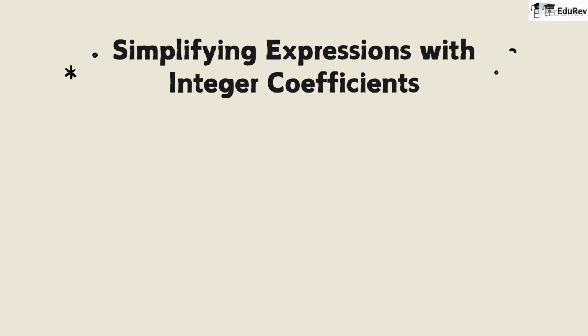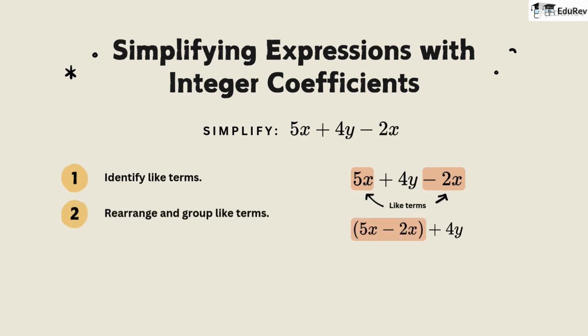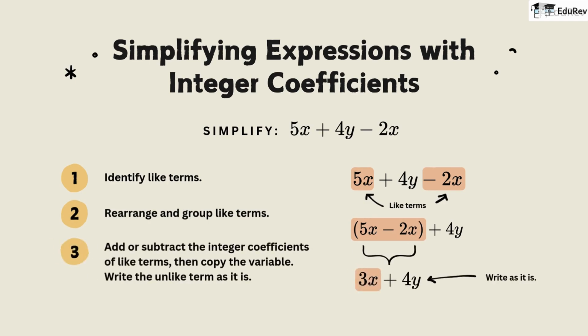Lastly, let's simplify expressions with integer coefficients. For the expression 5x plus 4y minus 2x, we start by identifying like terms. Rearranging, we group the like terms, which simplifies to 3x plus 4y.